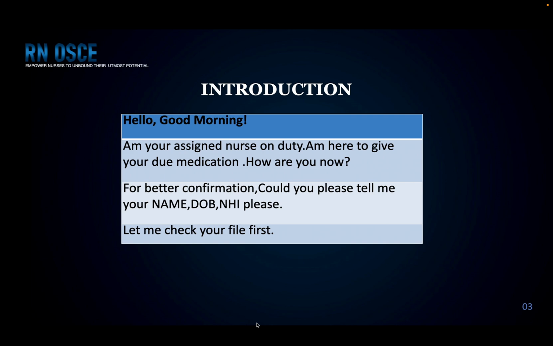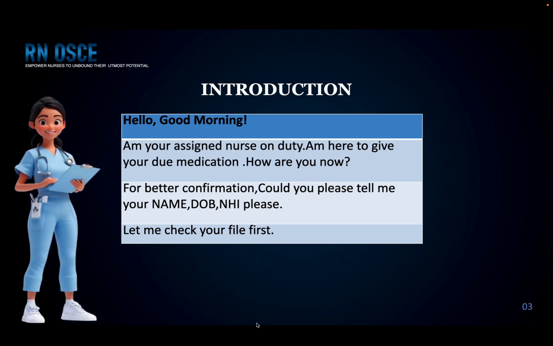And moving further, you have to confirm the patient identity by asking, for better confirmation, could you please tell me your name, date of birth and NHI please? And you have to match it with the patient file or ID band. Once done, okay, let me check your file first. So once you enter the room, you have to introduce yourself and explain the purpose of your visit. And then you have to confirm the patient identity.